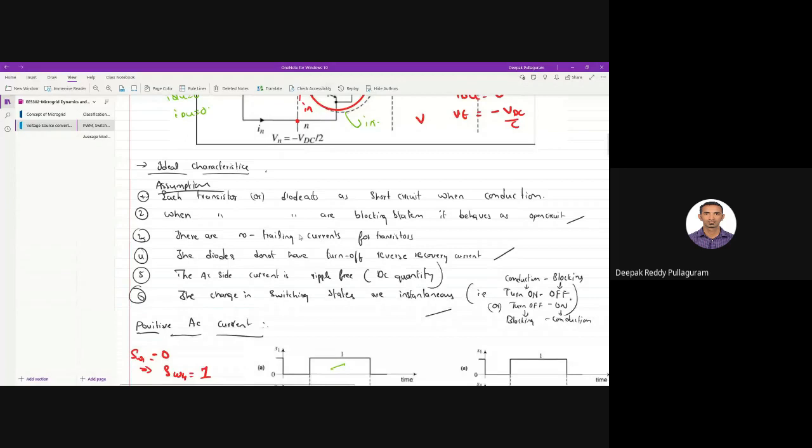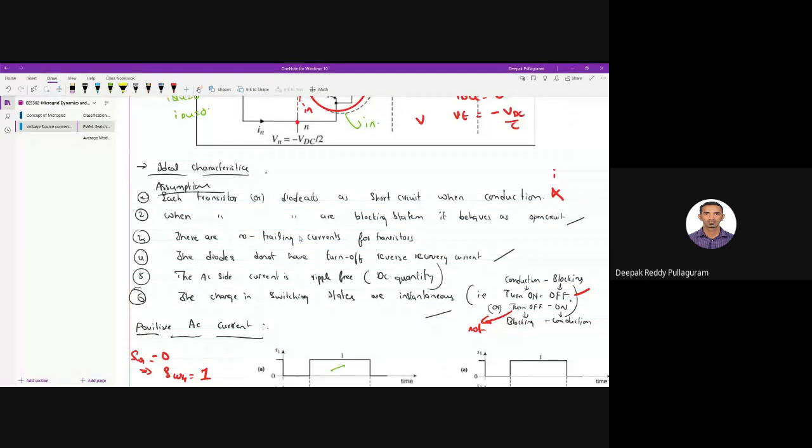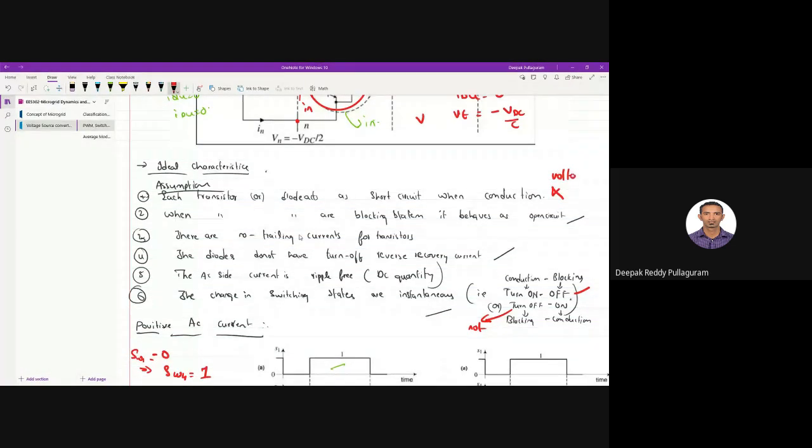In this, I will try to avoid a few assumptions. What are those? I took switching on to off as instantaneous, but this is not instantaneous. First assumption removal is this assumption. I'll remove it. Second one, each transistor and diode acts as a short circuit when conducting. This also I ignore. I will say it has some drop. IR drop is there. I assume some voltage drop. This is the second one I want to remove.